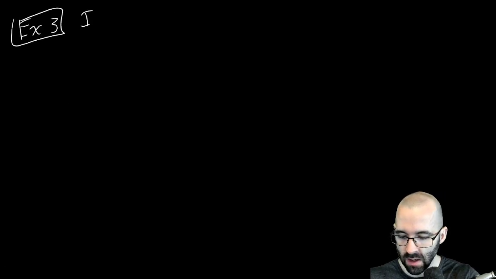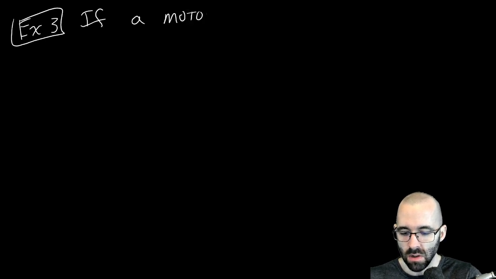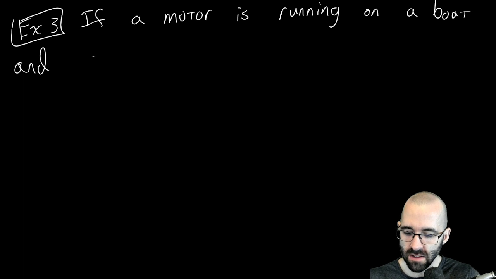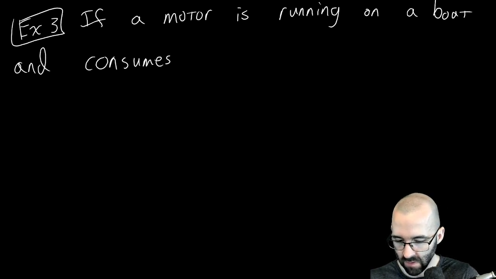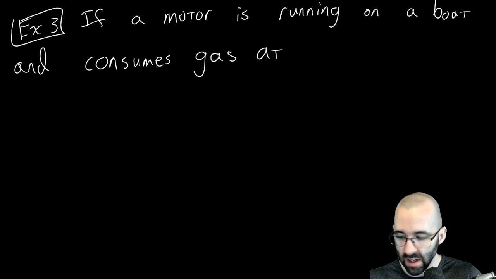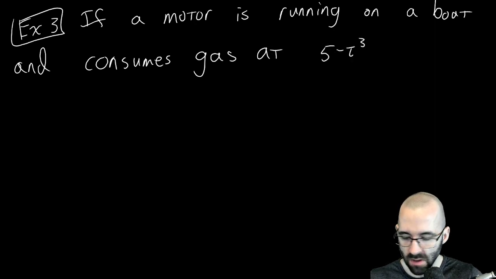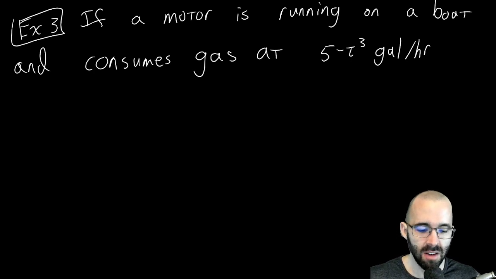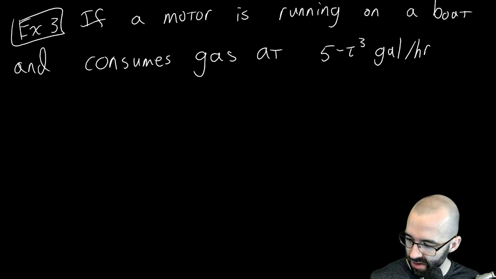Let's do another one, example 3. If a motor on a boat is running and consumes gas at a rate of 5 minus t cubed gallons per hour, which seems a little weird to me. I don't know too much about engines, but I would not expect the gas rate of consumption to be cubic. I would think it would be kind of close to constant, but who knows?